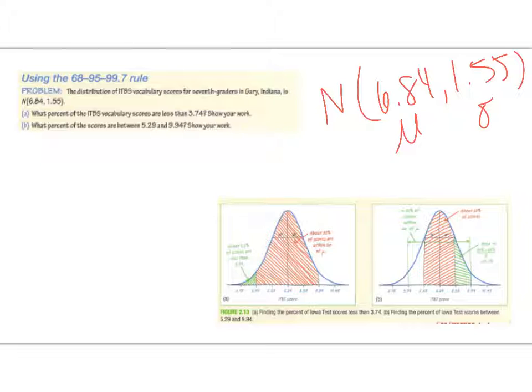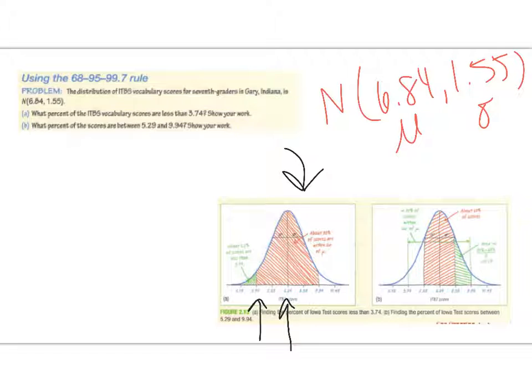So question A there wants what percent of ITBS vocabulary scores are less than 3.74, and it asked me to show my work. So anytime you're solving one of these problems, it's recommended that you draw out your normal distribution curve. So it's been drawn here and I went ahead and used these so you can see it down here. So we're finding the percent of scores that are less than 3.74. Remember my mean again was 6.84. You can see that right there in the middle. Okay, and 3.74 is 2 standard deviations below my mean.